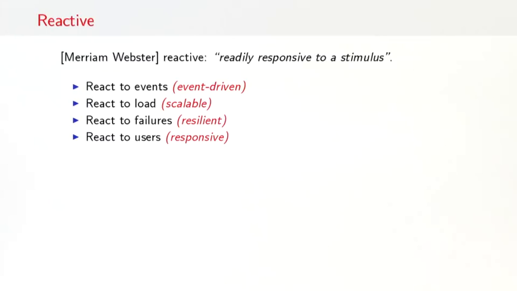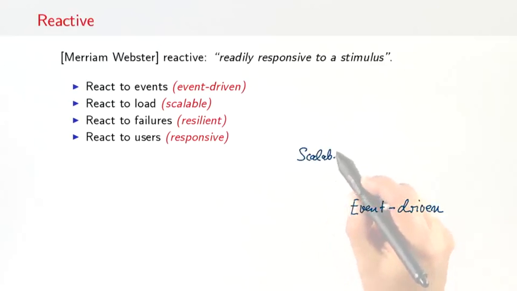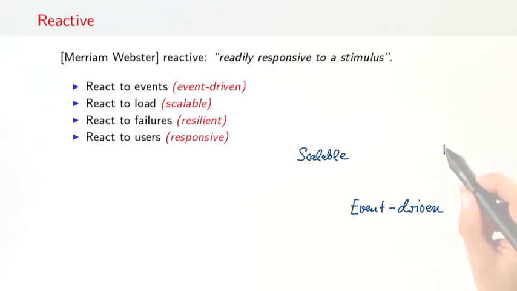The Merriam-Webster dictionary defines reactive as being readily responsive to a stimulus. What we mean by that in the world of software systems is a system that can react to events, so it's event-driven. And the system should also be able to react to changing amounts of load, system load. That means it should be scalable. Furthermore, such a system should be able to react to failures, and we call that resilient. And finally, and probably most importantly, the system should react to its users. It should be responsive.